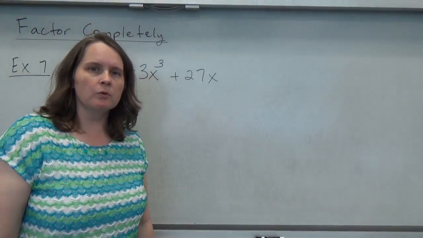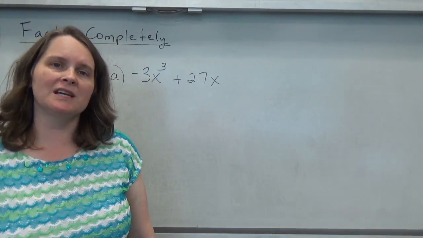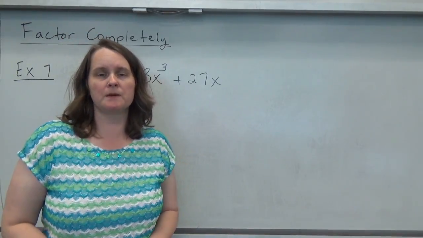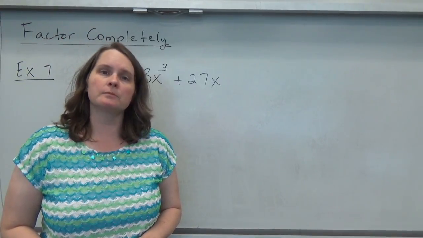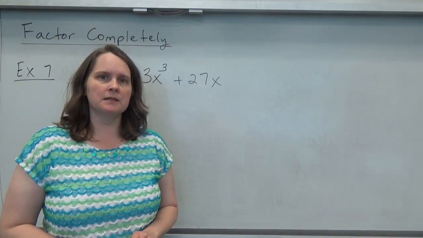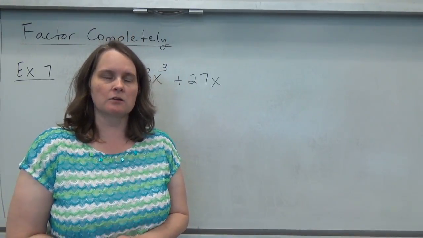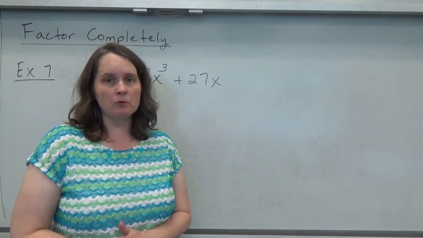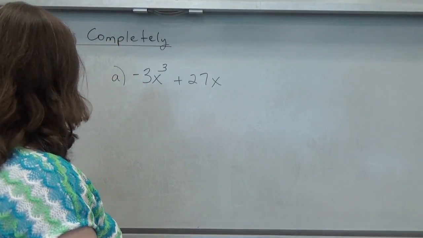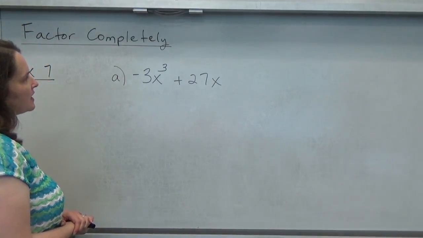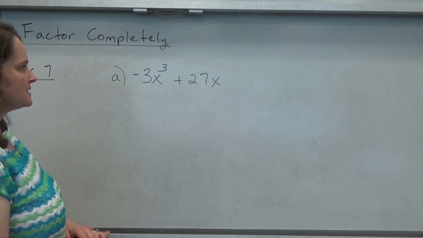Okay, so a very important skill that you need in this course, or really any math course beyond this, is being able to factor completely. In order to factor completely, that means that you have factored everything that can possibly be factored. As an example, let's look at example 7, part A. We have negative 3x to the third plus 27x.